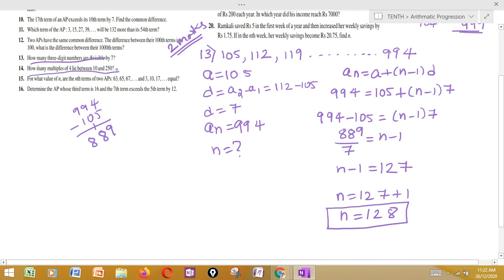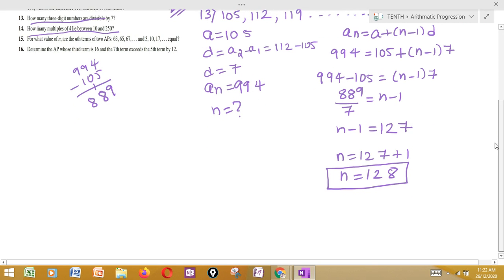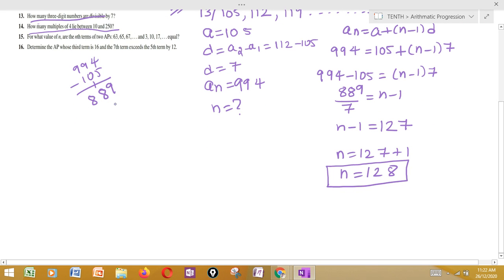How many multiples of 4 lie between 10 and 250? What do you mean by multiples? It means all those numbers which are multiples of 4. Multiples of 4 means 4, 8, 12. These are all called multiples of 4. He has asked which lie between 10 and 250.